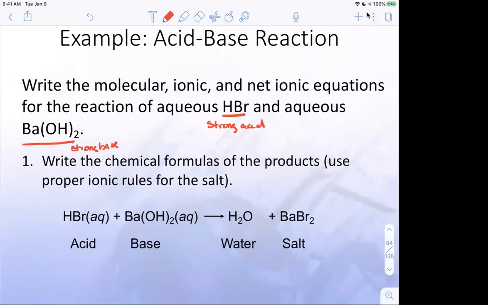What I'm going to do is write the chemical formulas of the products, and I need to use proper ionic rules to write the formula for the new salt that forms. I'm going to do this combination. The H and the OH come together, and the barium ion and the bromide ion come together. I'm going to get water. Remember, barium is 2+ and Br is 1-. So the right formula is a 1:2 ratio. The right formula for barium bromide is BaBr2.